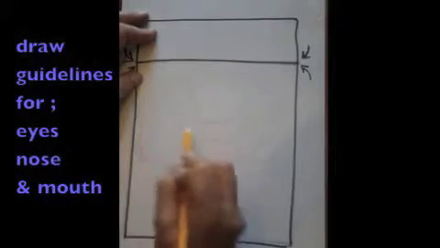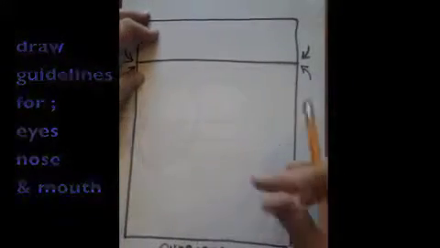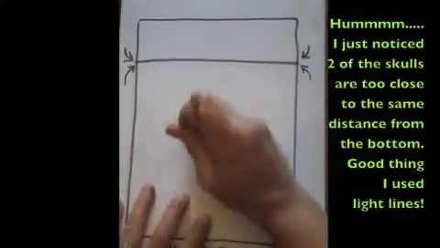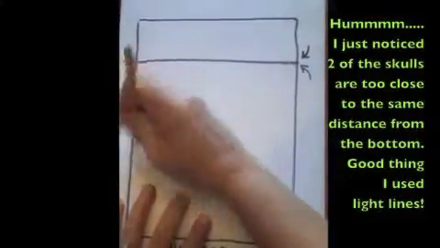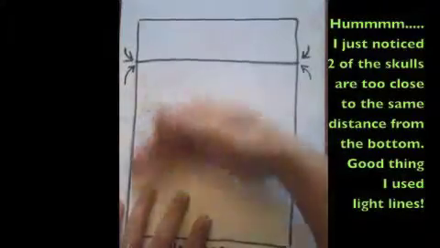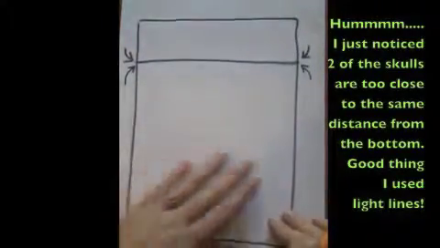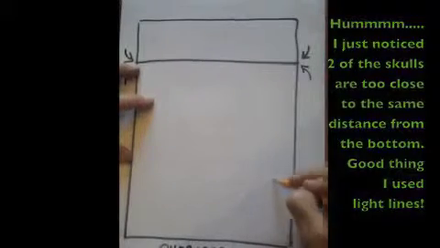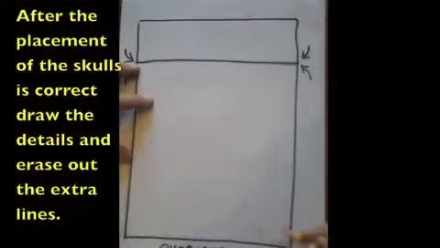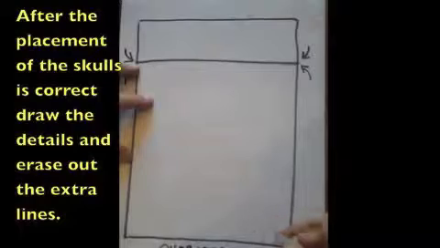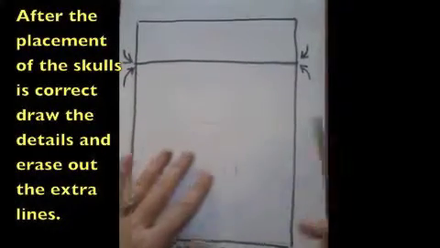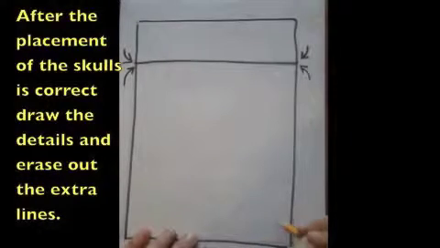It's half, half, and half for the eyes, nose, and mouth. And then I just noticed that 2 of the skulls are too close to the same distance from the bottom. Good thing you use light lines. I can erase. So I'm going to make one of my skulls really close. He's going off the edge of the page. After the placement of the skulls is correct, draw the details and erase out your extra lines.